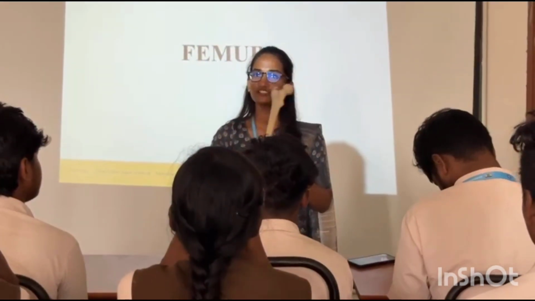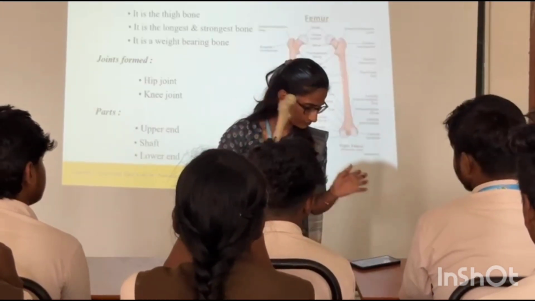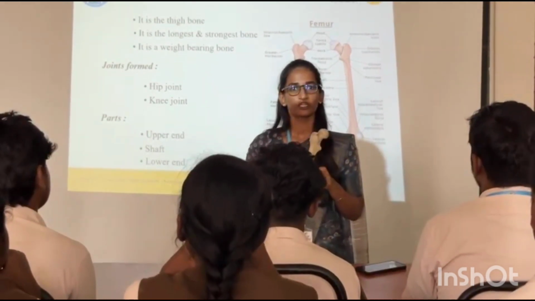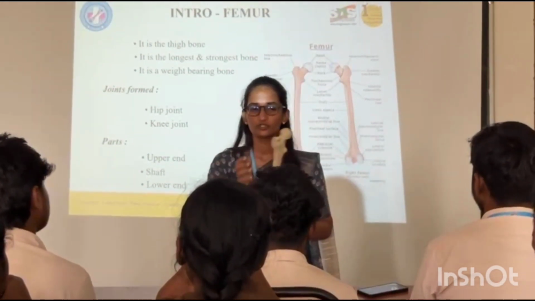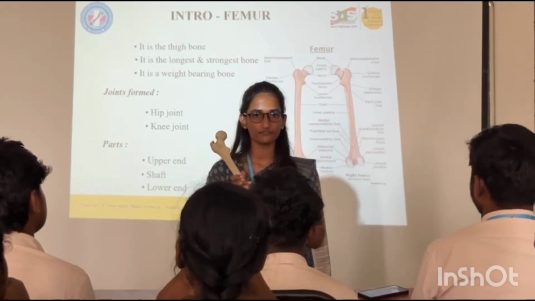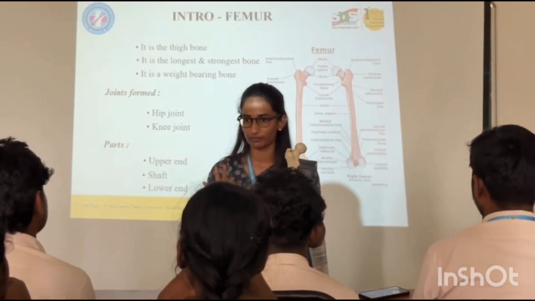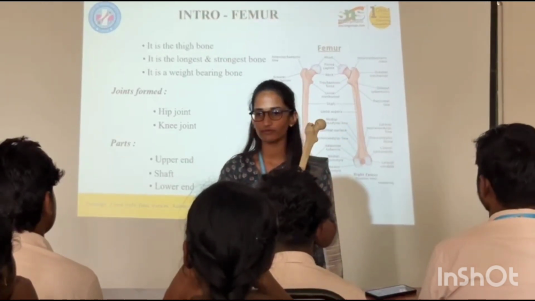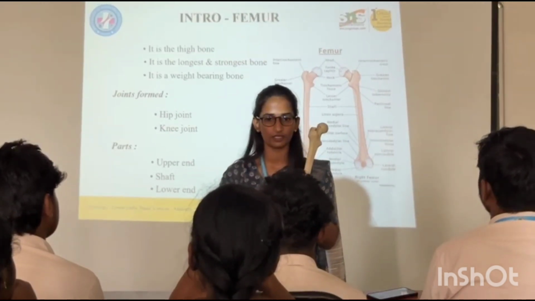Actually, this is a thigh bone, and it is also the longest bone in our body. It is also a weight bearing bone. Basically, this femur is divided into three parts. The first part is the upper end, and we have a lower end, and also we have a shaft in between the upper and lower end.